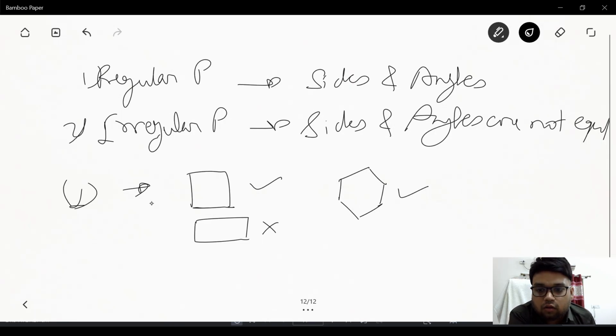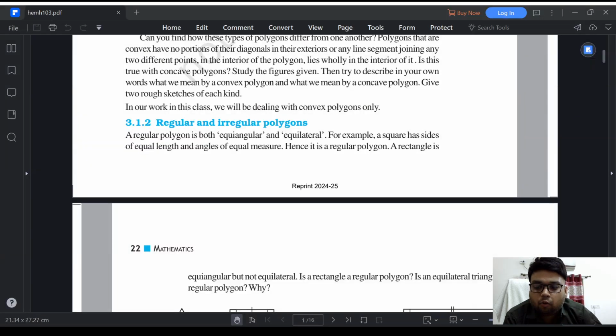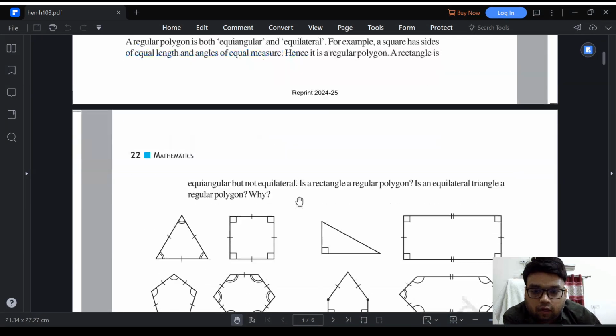So here we can simply classify which one is the regular and which one is the irregular polygon. No doubt, the angles are the same, all angles are 90 degrees, but the sides are not the same. Here angles are the same and sides are also the same. So this is the example of a regular polygon. It is simple to differentiate between regular and irregular polygons. It is not too difficult to understand.